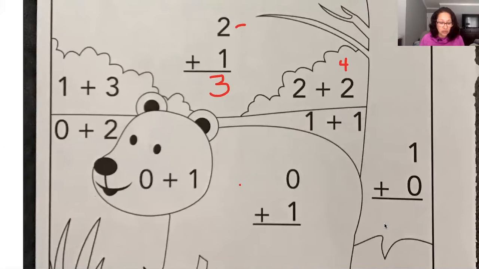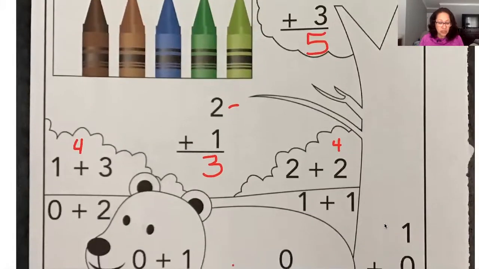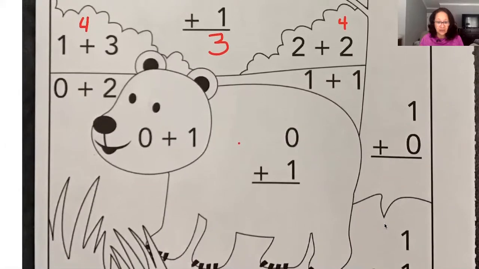So let's go to the other bush. 1 plus 3. 1, okay, and then 3 more. 1, 2, 3. 1 plus 3 equals 4. Very good. You got it. So this is a 4, so that means that the 2 bushes would be green, the dark green. We'll get to that later.